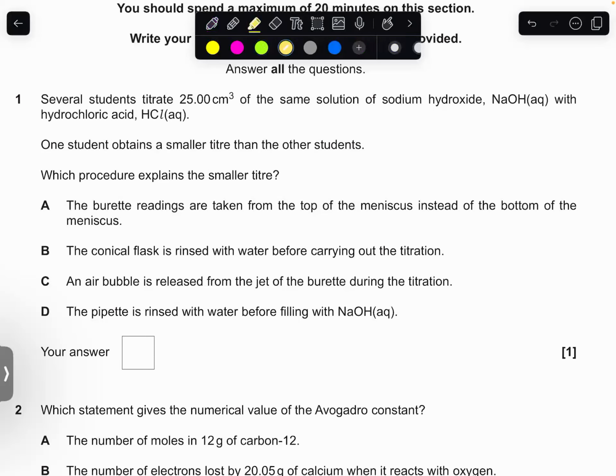So let's work this out. Volume times concentration gives you number of moles of phosphoric acid. Phosphoric acid reacts in a 2 to 3 ratio. So what we do, 0.001 divided by 2 times by 3, and then we multiply it by the relative formula mass of calcium hydroxide. That will give you your answer.